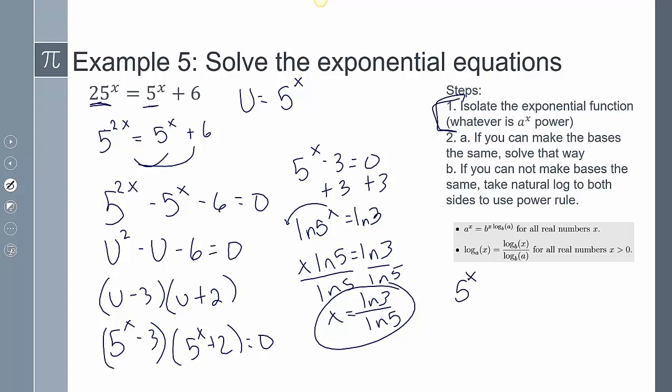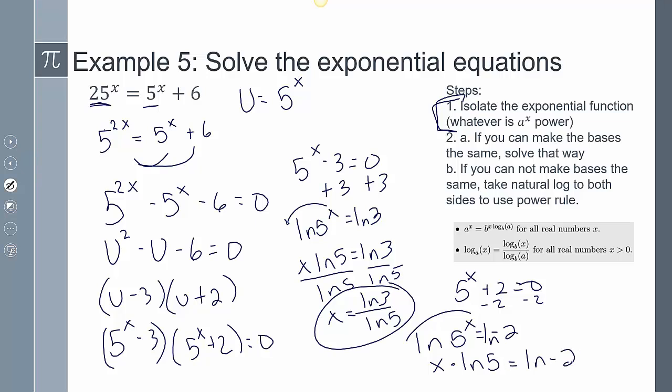5 to the x plus 2 equals 0. Minus 2 on both sides. 5 to the x equals negative 2. Take the ln to both sides. I get x times ln of 5 equals ln of negative 2.